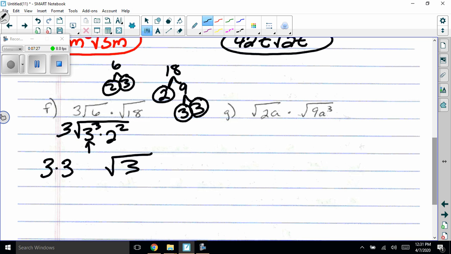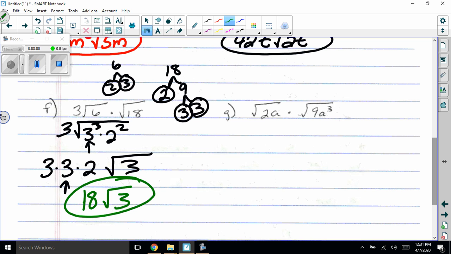3 cubed, if you did it, is 27. Inside of 27 is a perfect square, which is 9. If I square root 9, I get 3. That's where this number came from, and I'm left with a 3 on the inside. The 2 squared is actually a perfect square, which means I can just pull out a 2. If that was to go back on the inside, it would be 2 2s, which would be 4. And then we're good. We just got to clean this up. 3 times 3 is 9, times 2 is 18. Radical 3 is my final answer for that.